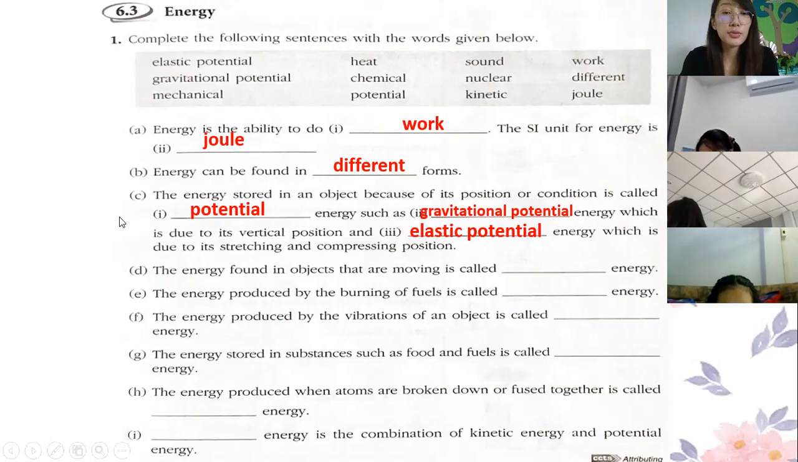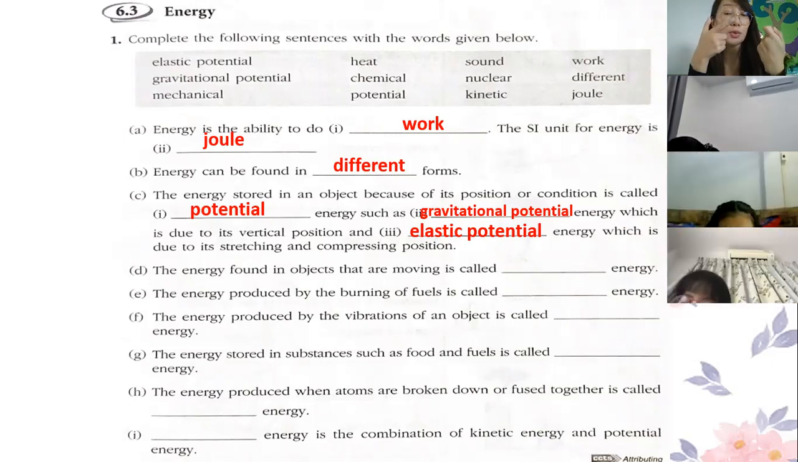Okay, let me try to read the full sentence. Question C. The energy stored in an object because of its position or condition is called potential energy, such as gravitational potential energy, which is due to its vertical position, standing straight, right? And elastic potential, which is due to stretching the rubber, right? Stretching and compressing. When we release it, it goes back to normal size. Understand?